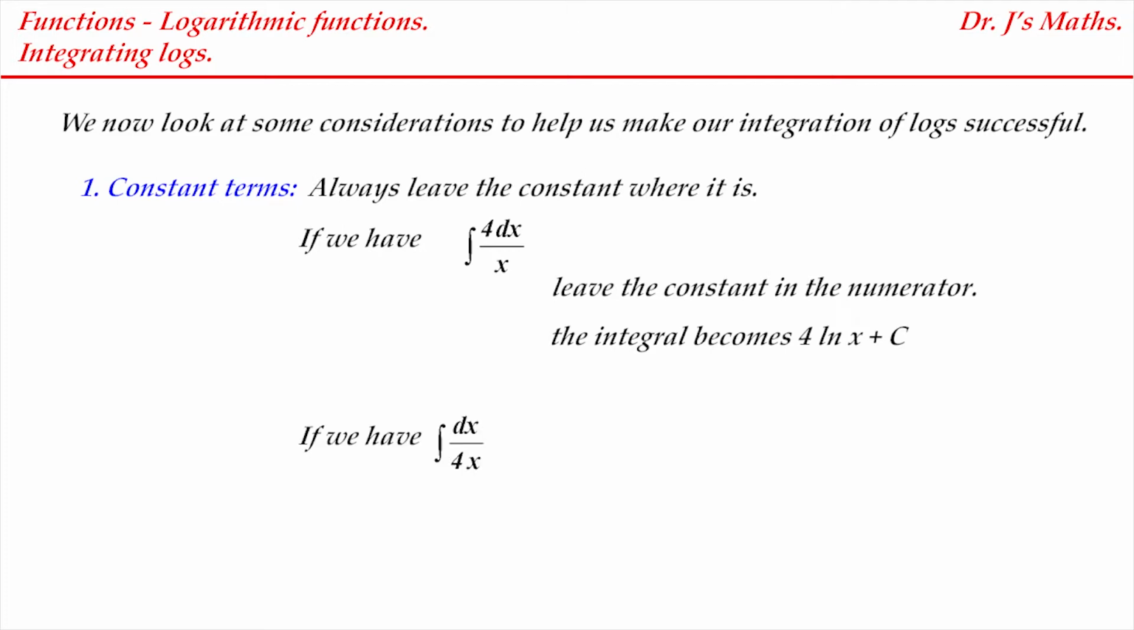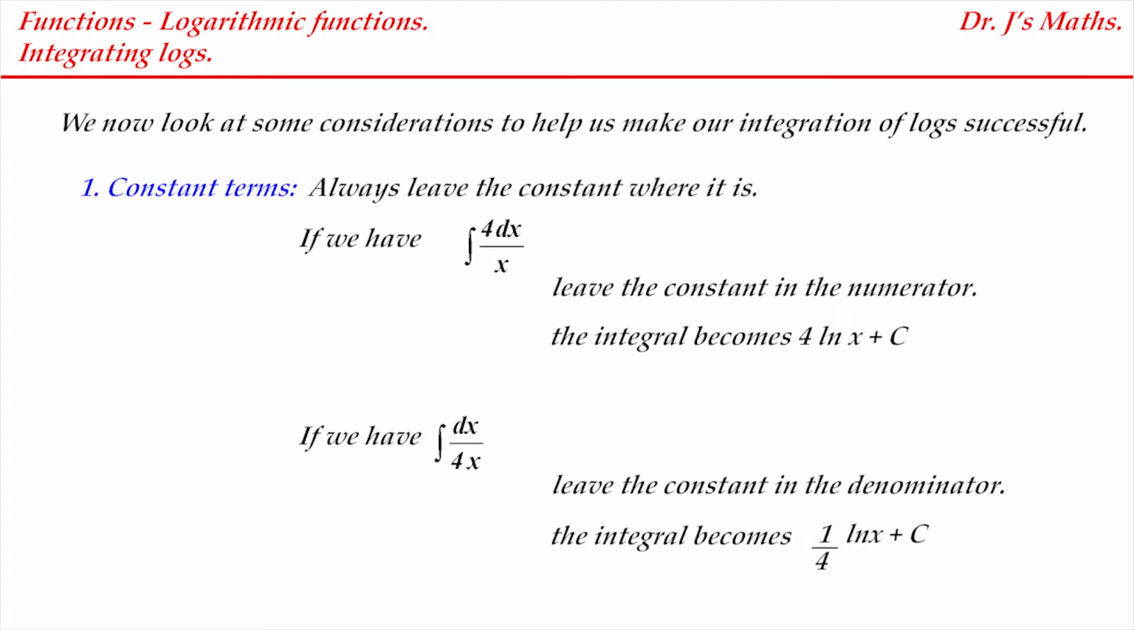If we have the constant in the denominator, for example, integral of dx over 4x, leave the constant in the denominator, don't bring it up. The integral then becomes a quarter ln x plus c. Easy, stick to the rules.